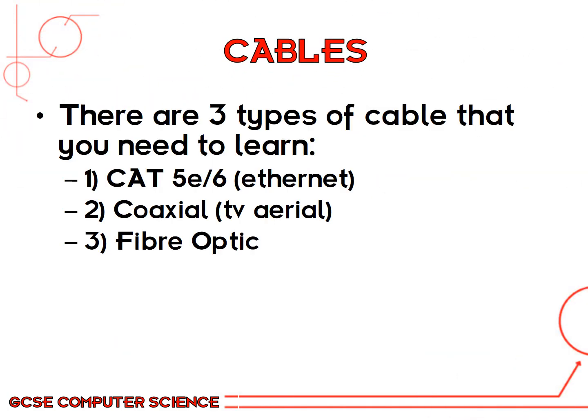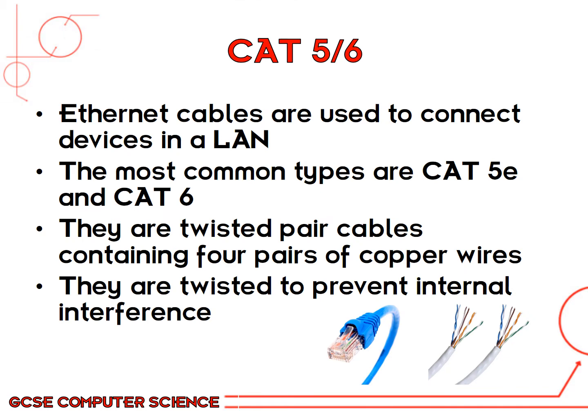Okay, so for a wired network, we need to look at three different types of cable: Ethernet cable, coaxial cable, and fiber optic. So an Ethernet cable is sometimes known as a Cat5e or a Cat6 cable. Now Ethernet cables are usually used to connect devices in a local area network. The most common type that you'll have seen would probably be connected into the back of your computer in school, or you might have used it for a faster connection on your games console at home.